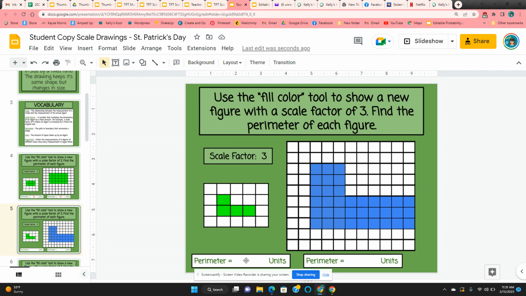Now, if they count the perimeter, they're going to find the same thing. Because it's a scale factor of 3, the larger figure is going to have a perimeter of 3 times the perimeter of the smaller figure.